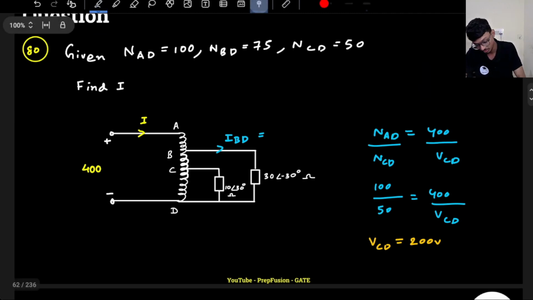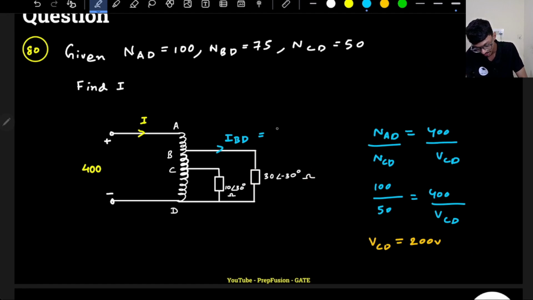Okay, so this is a very good question because here the load is complex. So here IBD will be what? IBD will be VBD, as there is no phase difference between VBD and VAD. Okay, so this value will be what? VBD is 300 divided by the impedance, that is 30 angle minus 30. So this value will be 10 angle plus 30 degrees.